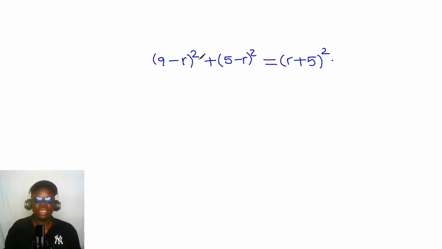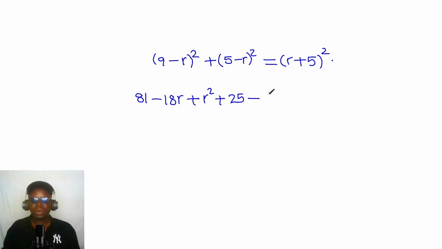The first one is we square this term and we have 81. We multiply all these three terms together. 9 times 2 times negative R, we get negative 18R. Then we square the last term, we have R square. We do the same to the next term here, and the first term is squared, that is 25. We multiply all the three terms together and we get 10R. Squaring the last term, we get R square.